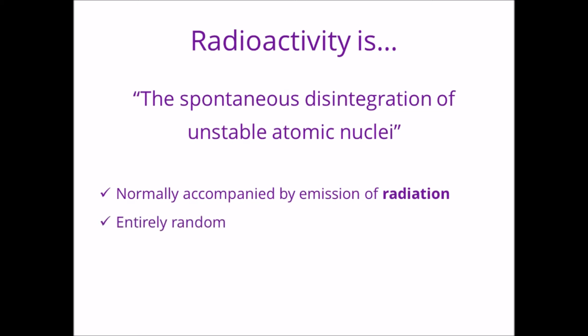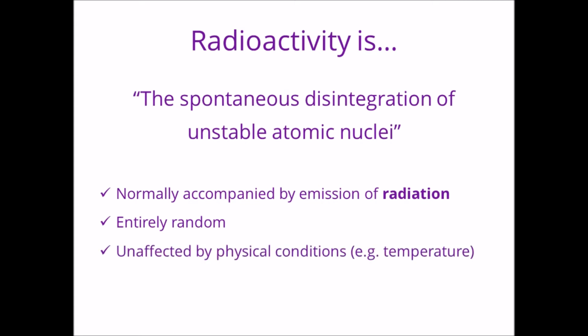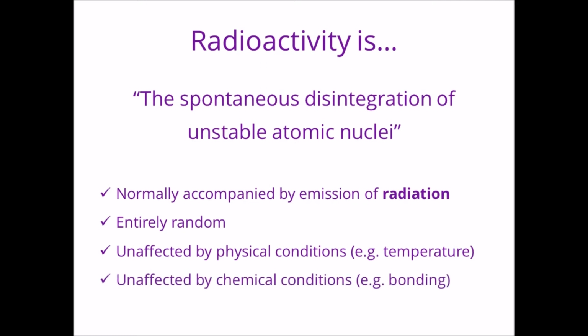It's an entirely random process, which means we can't predict which atomic nucleus will decay next in a radioactive sample. It's also unaffected by physical conditions such as temperature, so no matter how much we heat it up or cool it down, the rate of radioactive decay will remain constant. It's also unaffected by chemical conditions, so if you have a radioactive element bonded to another atom, it won't make any difference.